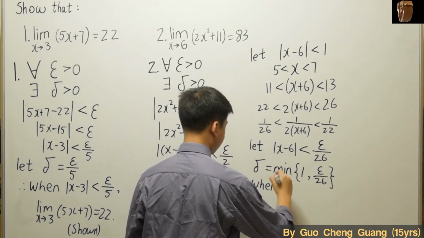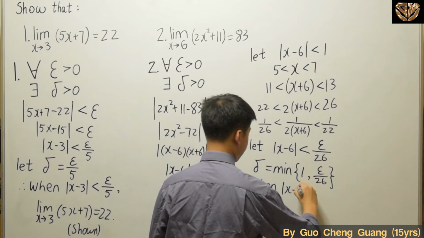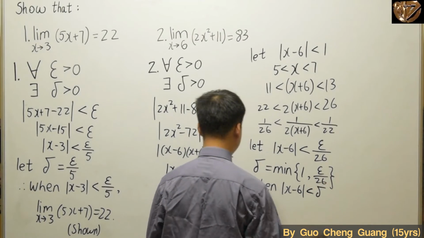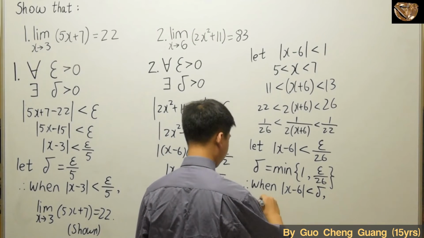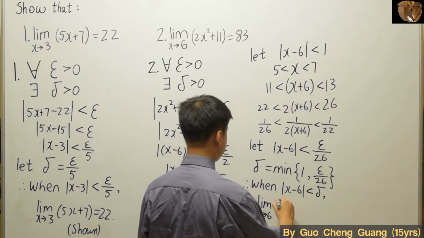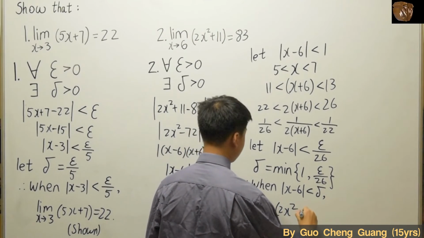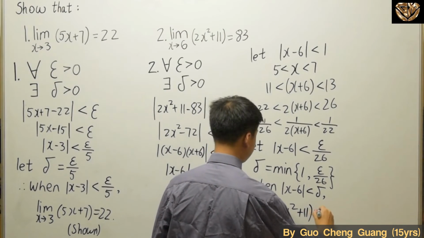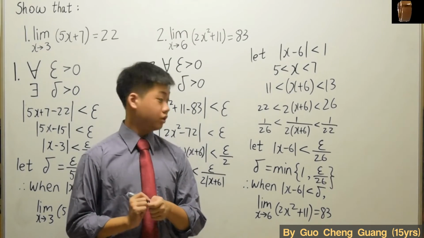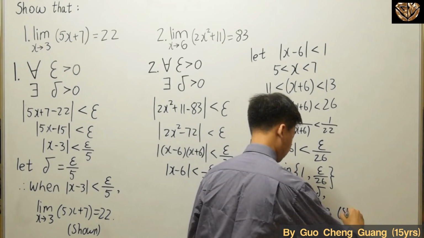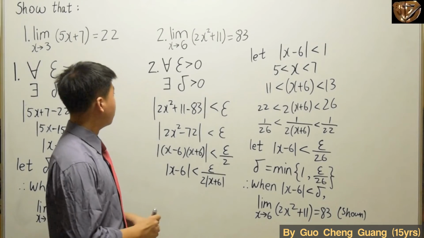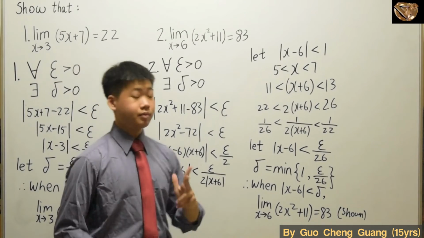So, when x minus 6 with modulus is smaller than whatever delta you have, limit x approaches to 6, 2x squared plus 11 would be equal to 83. Alright, so this is what we have over here and shown. Alright, so now I hope that for these two examples you can pretty much understand them.